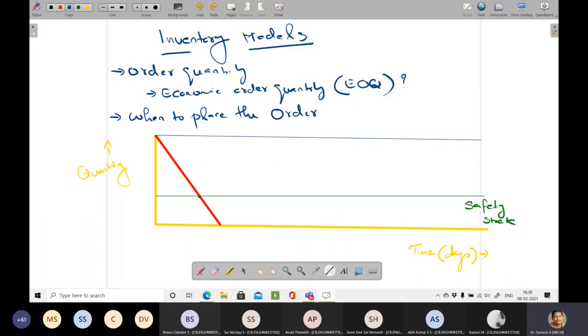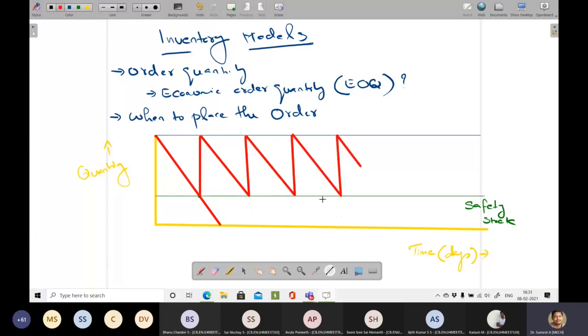Once this point has been reached, your supplier will supply the order quantity. The exact order quantity, and you will be back to your stock like this. Then the item gets replenished again, so again the order comes, and again it goes like this. So this cycle will continue like this.